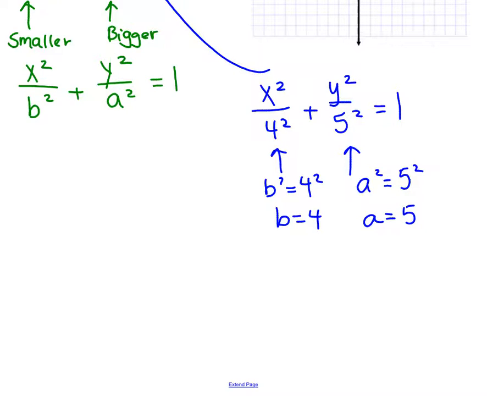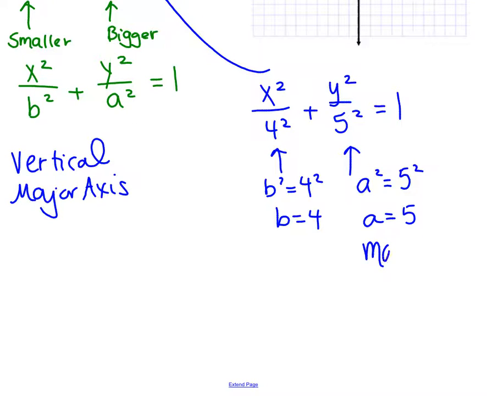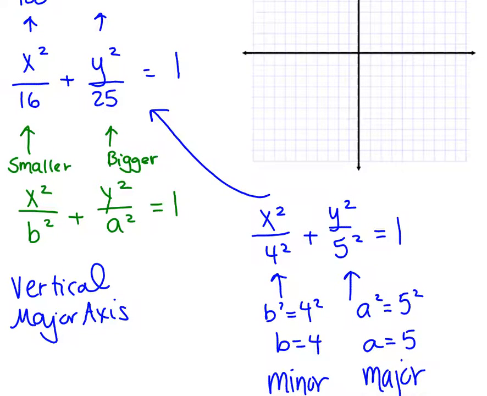All right, so our graph is going to stretch vertically, so the major axis will be on the vertical axis. Your A value is always on the major axis. Your B value is your minor axis. This will be your major. This will be your minor, your shorter. All right. So just like the last problem, our center, we didn't adjust the h or the k. We're going to start nice at 0, 0.